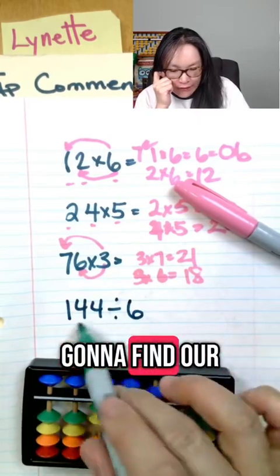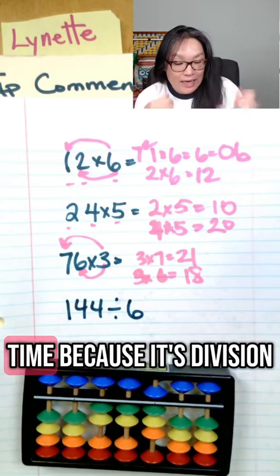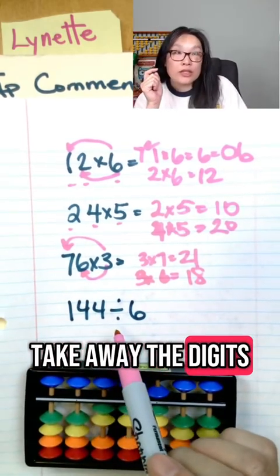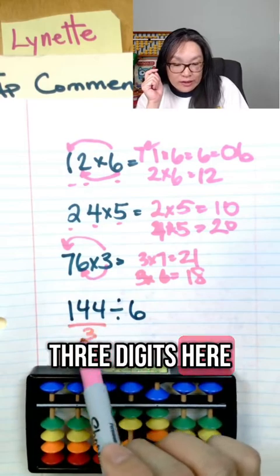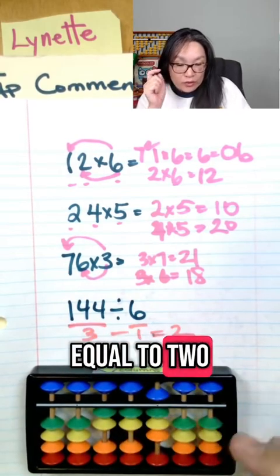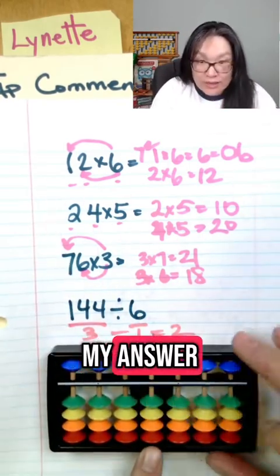So again, we're going to find our starting point. Because it's division, this time we're actually going to take away the digits. We have 3 digits here and 1 digit here. So 3 take away 1 is equal to 2. So I'm actually going to start in my tens. This is where I'm going to put my answer.